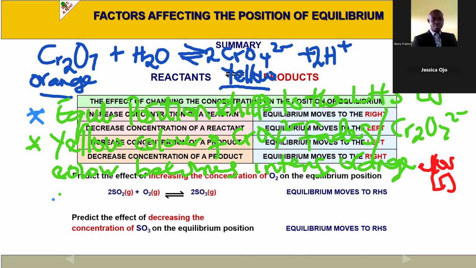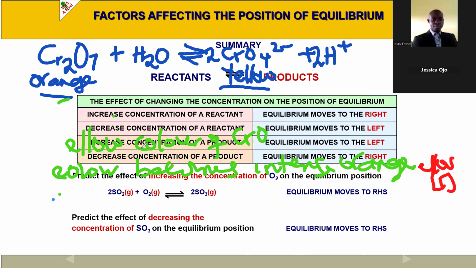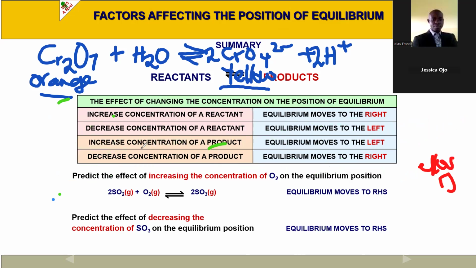Now, let us look at this one. From what I've done for you, adding HCl to include H+. I will now ask you the following question. Suggest a reagent that can be used to initiate a forward reaction, outside the use of water and Cr2O7 2-. Suggest a reagent that can be used to initiate a backward reaction. I mean a forward reaction.